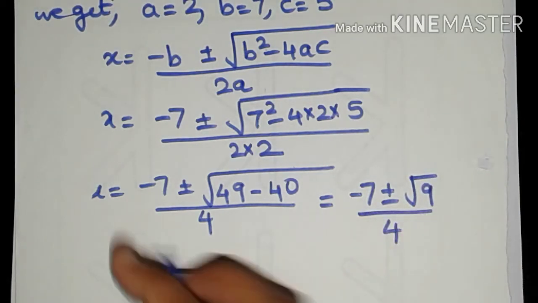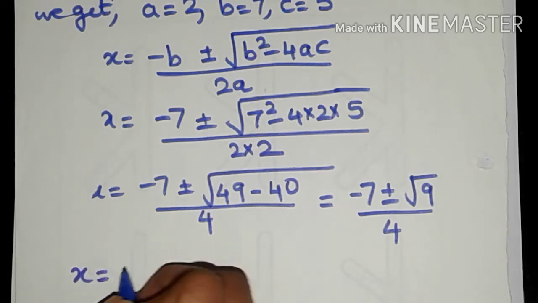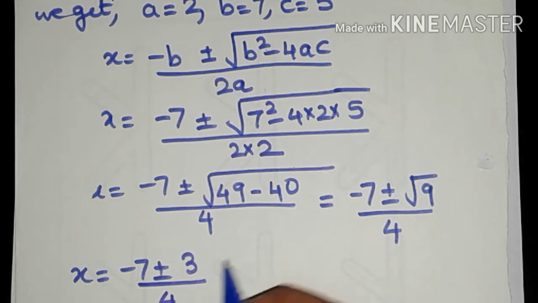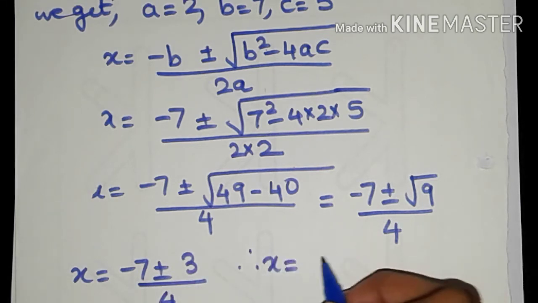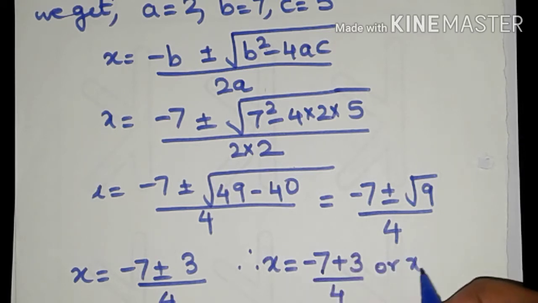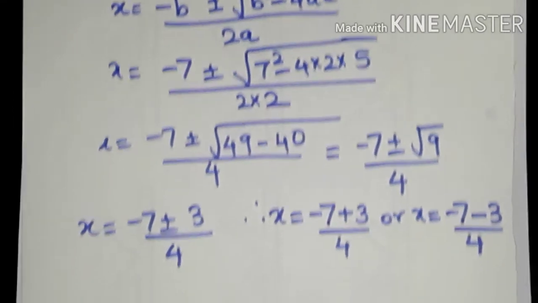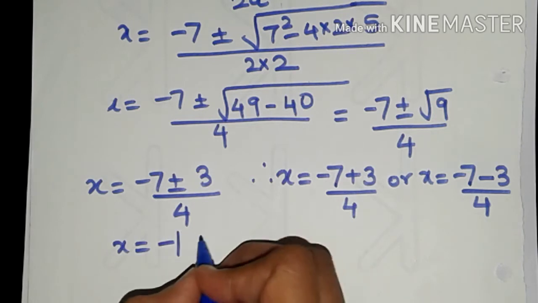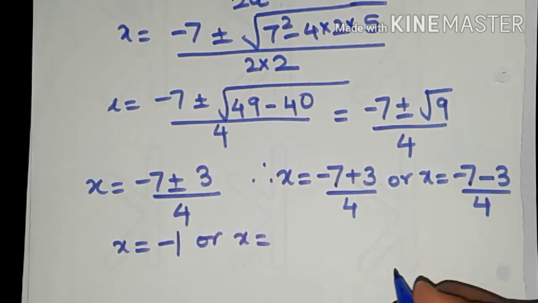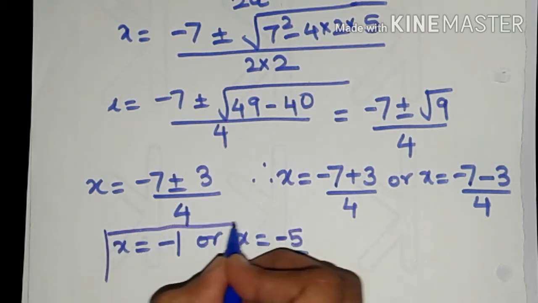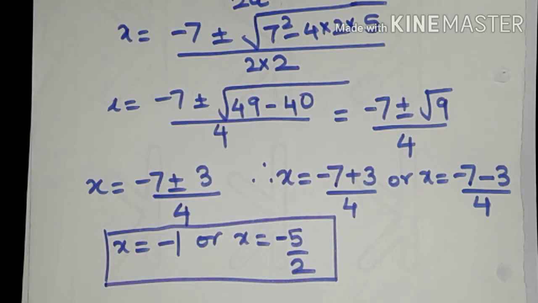What is the square root of 9? Yes, it is 3. So minus 7 plus or minus 3 upon 4. Therefore, there are two values of x, minus 7 plus 3 upon 4, or it is minus 7 minus 3 upon 4. Therefore, x is minus 4 upon 4, which is minus 1, or x is minus 10 upon 4, which is minus 5 by 2. So these are the two values of x.